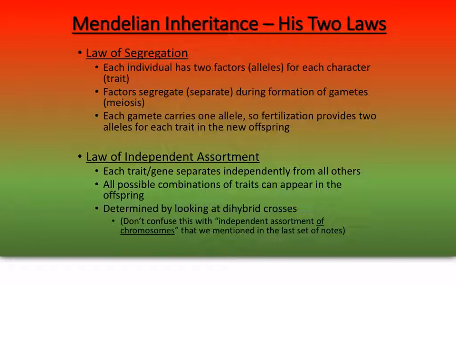Now, he also had a law of independent assortment, and this is different because in the first one, law of segregation, he's looking at one gene, right, with two different alleles. Here, he's talking about different genes, and he says that different genes will also separate independently from other genes, meaning that in your kids, you can get any possible combination. Sort of the classic go-to way to put this is that just because you have blonde hair does not mean you have to have blue eyes.